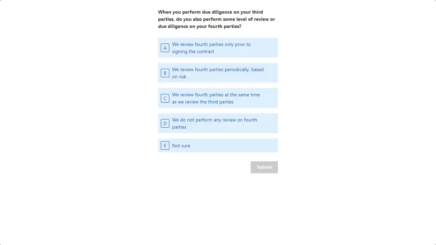Our second poll question of the day is, when you perform due diligence on your third parties, do you also perform some level of review or due diligence on your fourth parties? We review fourth parties only prior to signing the contract. We review fourth parties periodically based on risk. We review fourth parties at the same time as we review the third parties. We do not perform any review on fourth parties, or you're not sure.